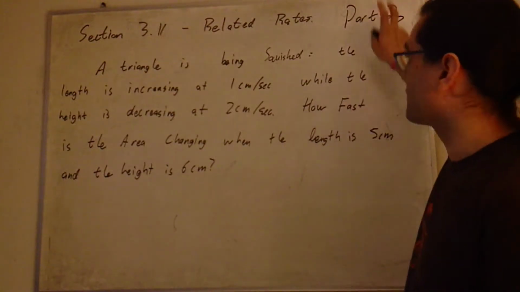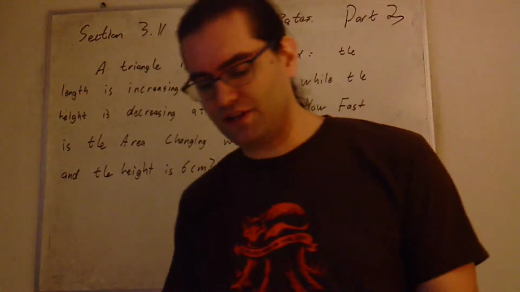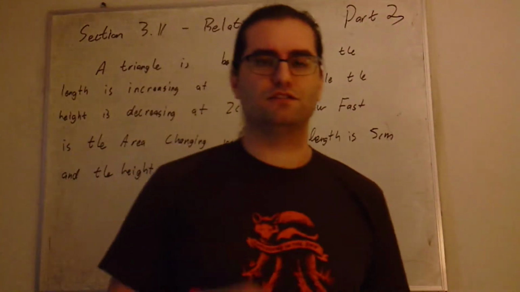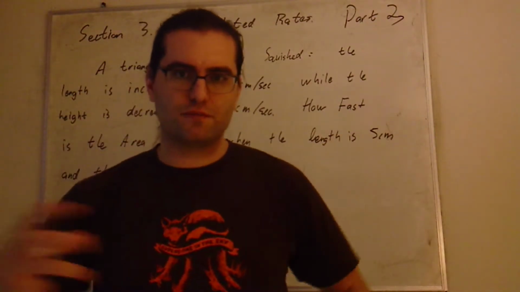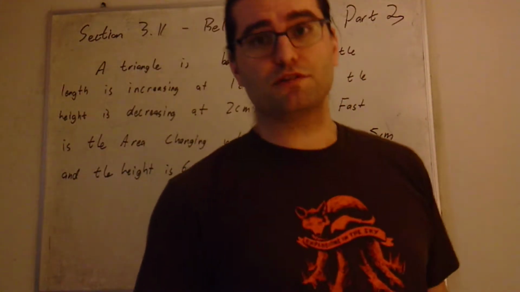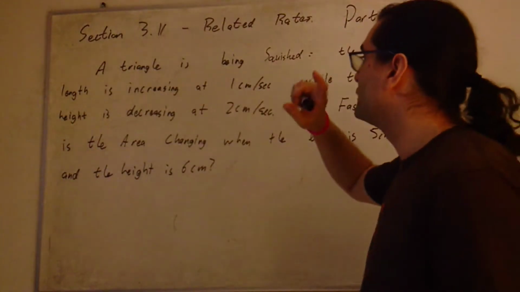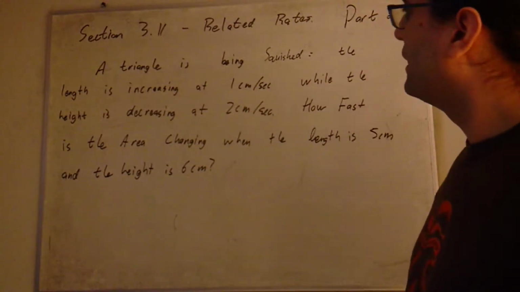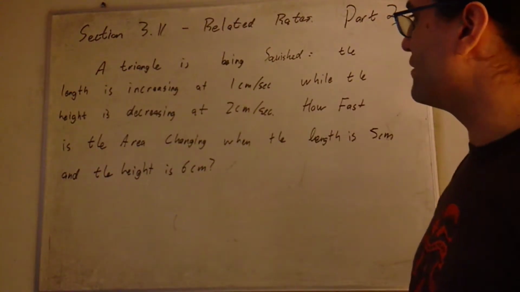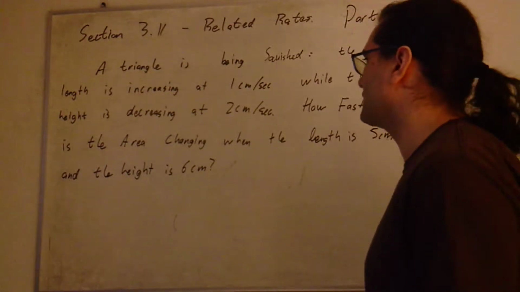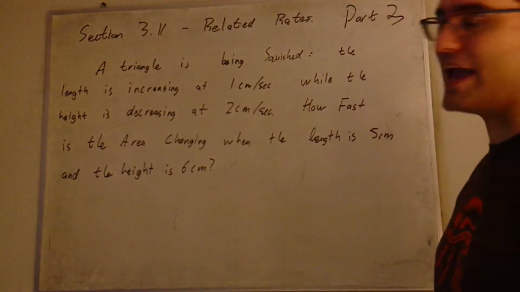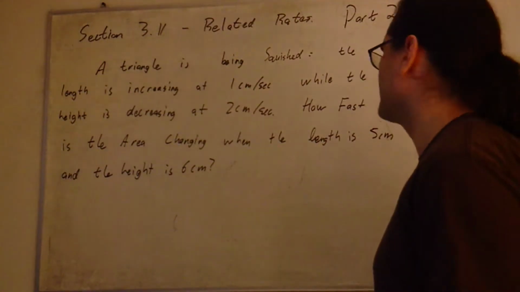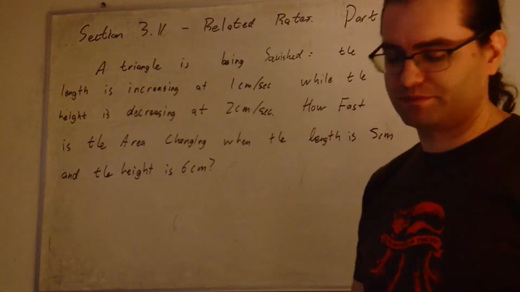This is part 3 of our video series on related rates, where we do implicit differentiation style calculus on story problems to see how moving parts come together. Today I want to talk about area. So we have this problem. A triangle is being squished. The length is increasing at 1 centimeter per second while the height is decreasing at 2 centimeters per second. How fast is the area changing when the length is 5 centimeters and the height is 6 centimeters?